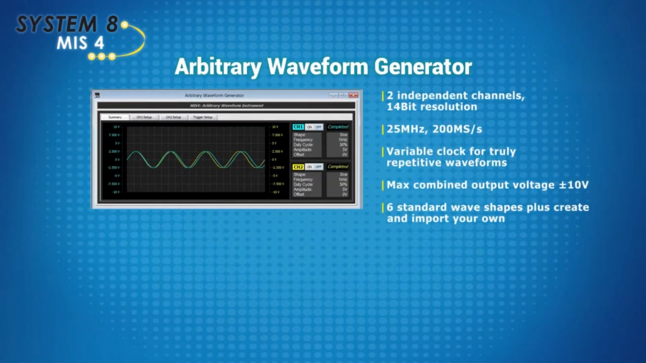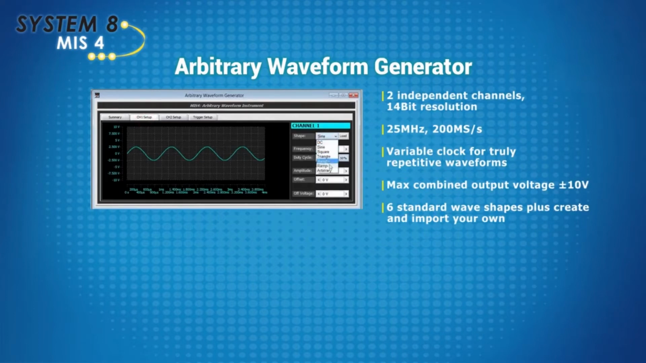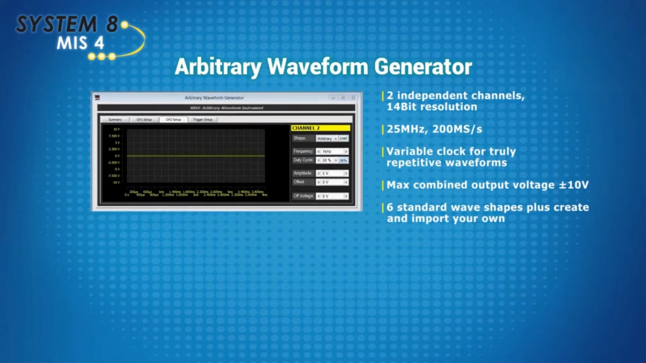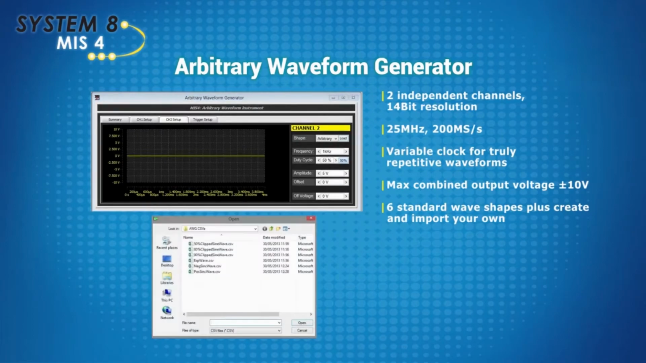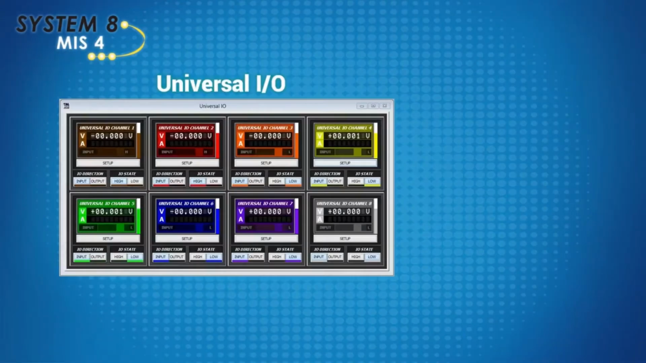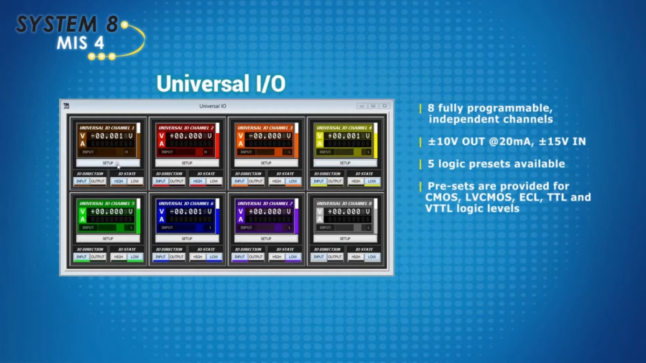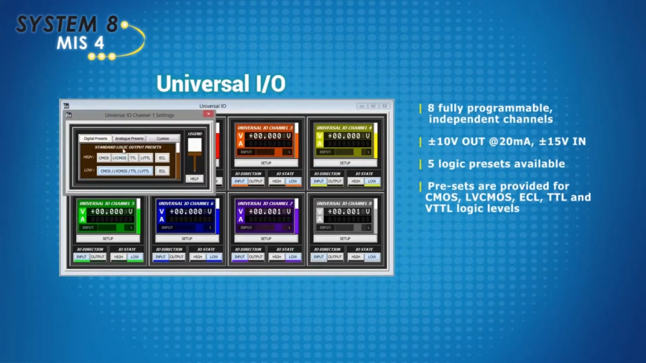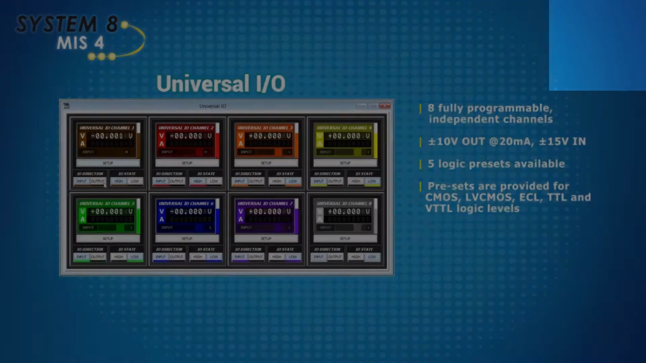The arbitrary waveform generator has 2 independent channels with 14-bit resolution, providing signals at up to 25 MHz. It features a variable clock for truly repetitive waveforms with an amplitude of up to plus or minus 10 volts. 6 standard waveforms are provided, or you can create your own. The universal I/O function gives 8 fully programmable independent channels, allowing plus or minus 10 volts out at 20 milliamps, or up to plus or minus 15 volts input.